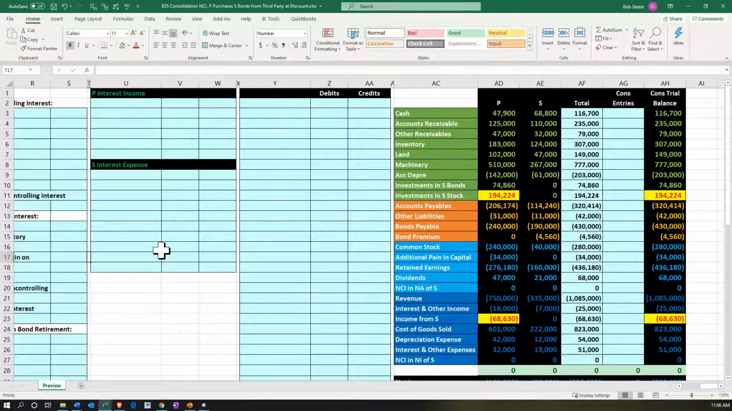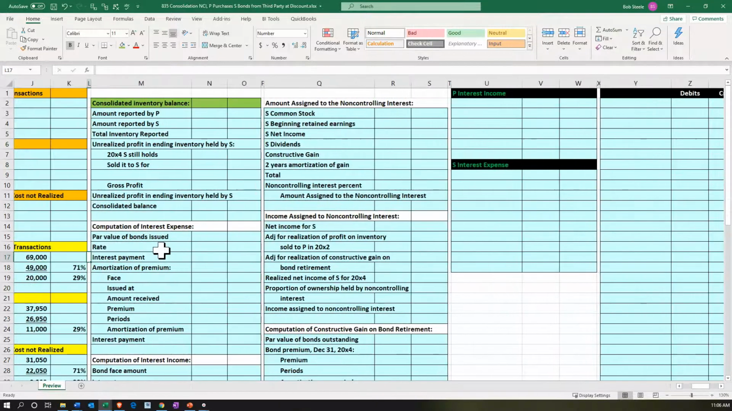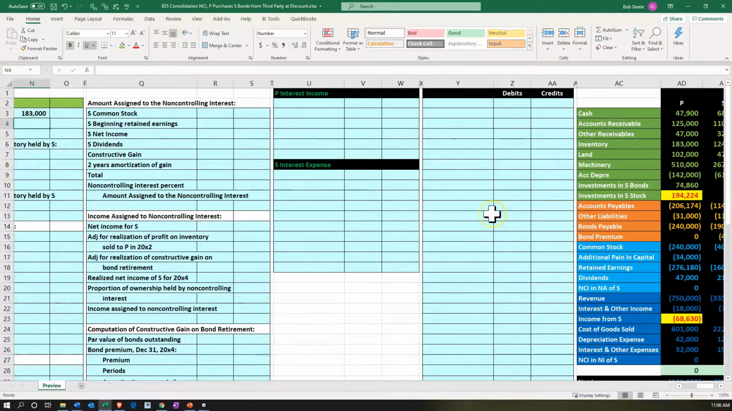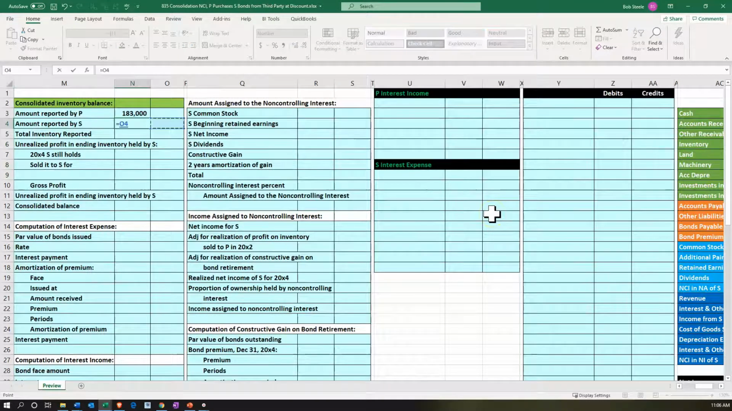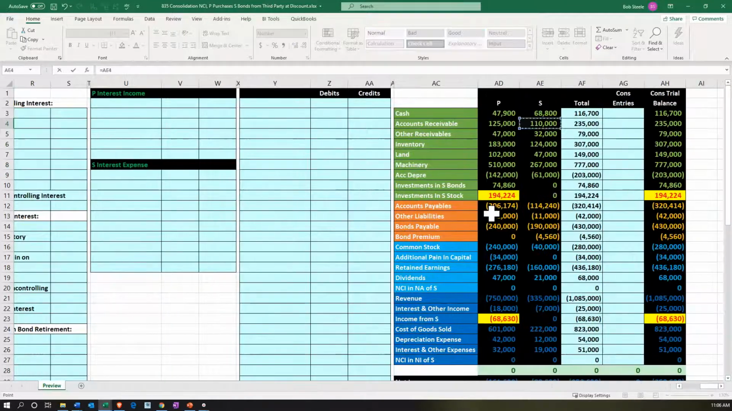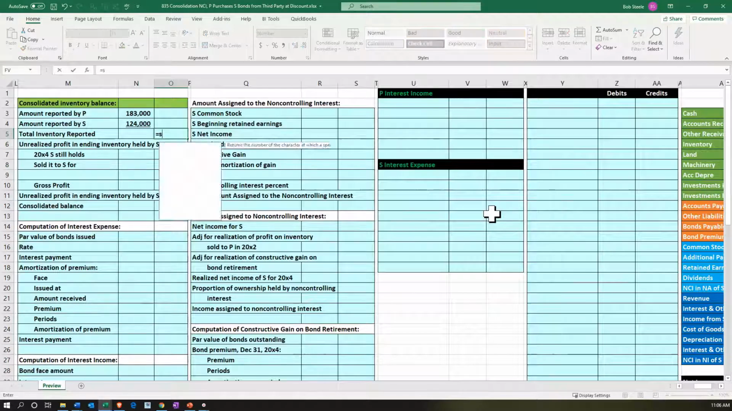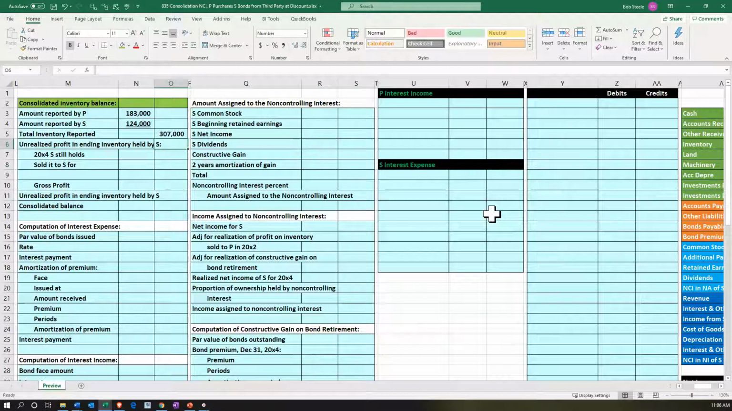So we're going to do a similar starting process. I'm going to say, all right, let's see if we can do this with a table. Amount reported by P. I'm going to say this is what's reported by P with the inventory. So I'm just going to pull this from our trial balance. This is what is recorded by S for the inventory. So that's what we have from the trial balance. If I sum those up, I'm just going to add them up. There's P and S inventory information.